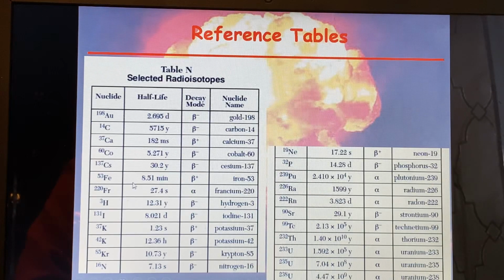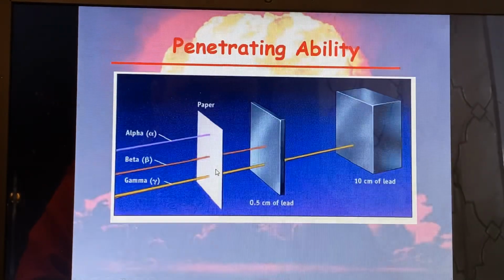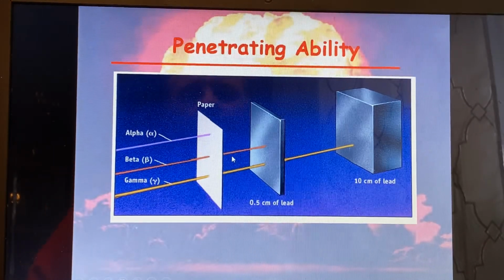These are in alphabetical order. It's got to be by symbol, not by name, because gold is Au. If you're trying to find something on here, go by alphabetical order of the symbol. It just helps you find it a little bit quicker. So back to what I said before, we're going to show you the penetrating ability.